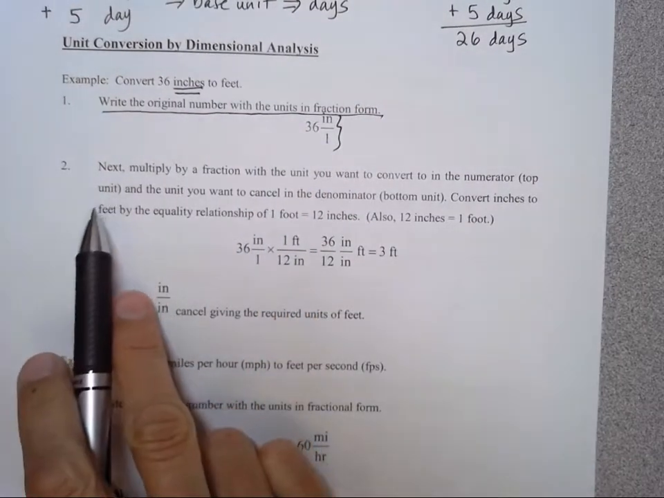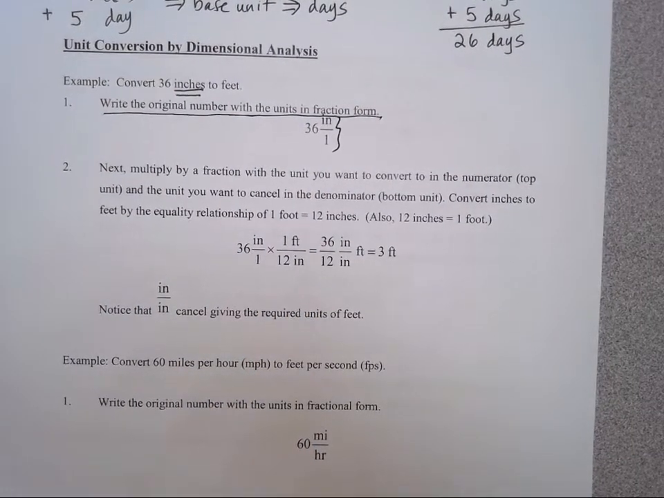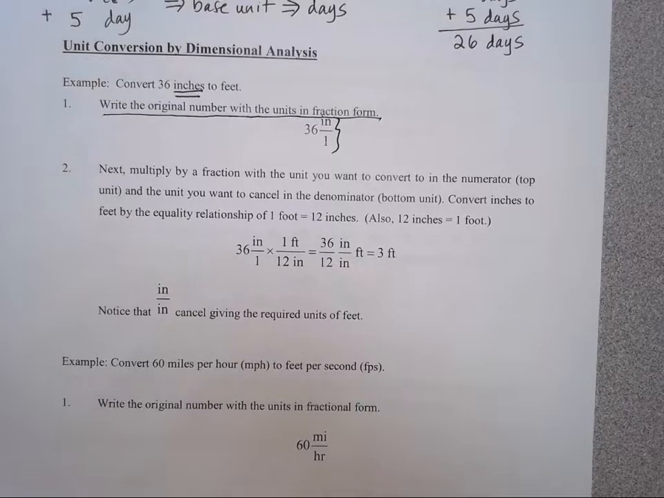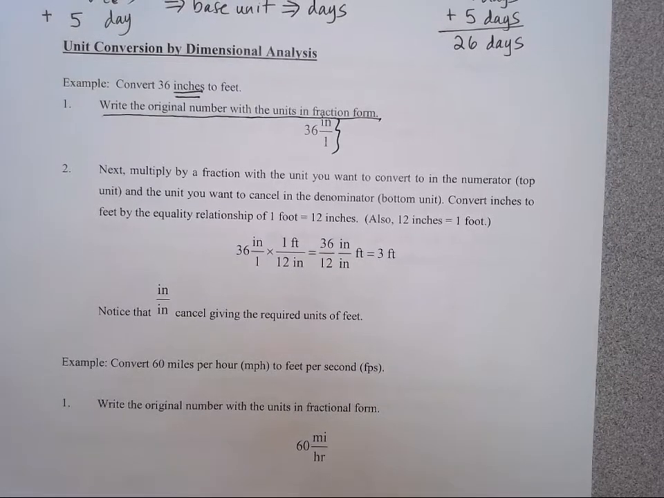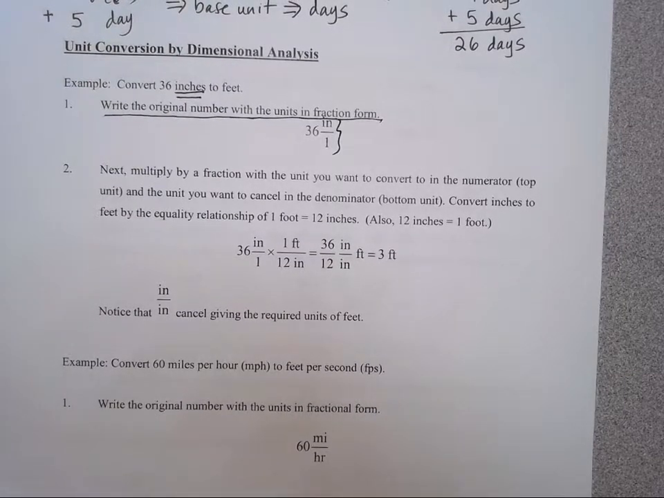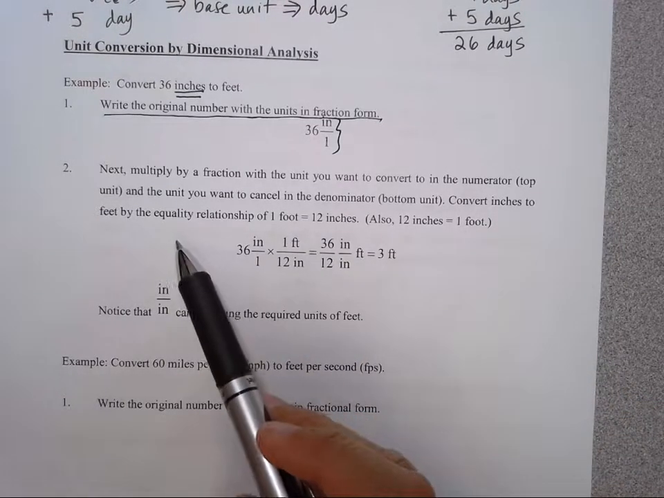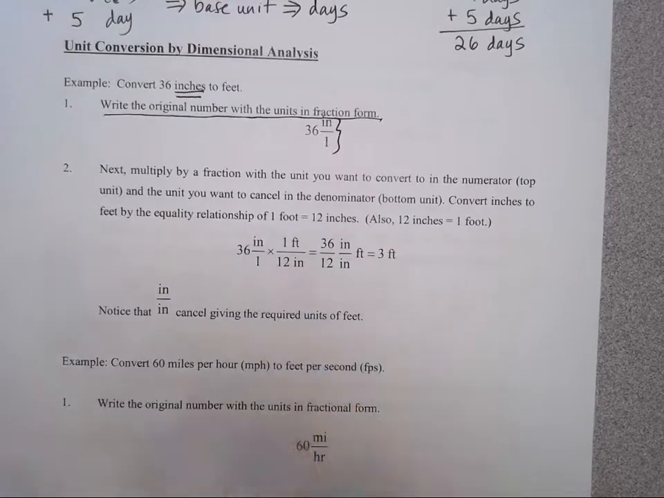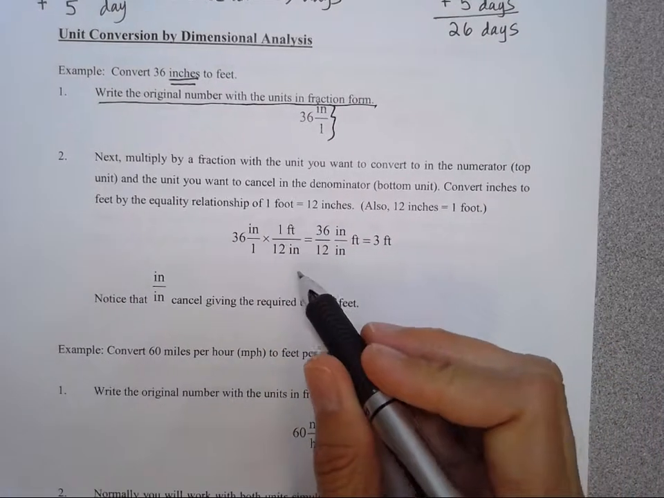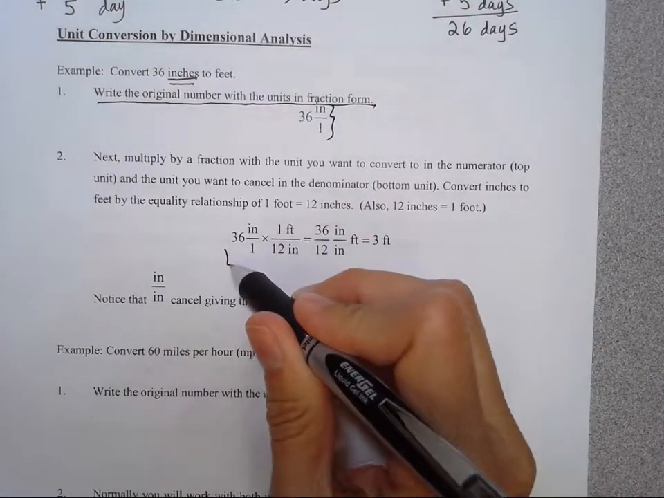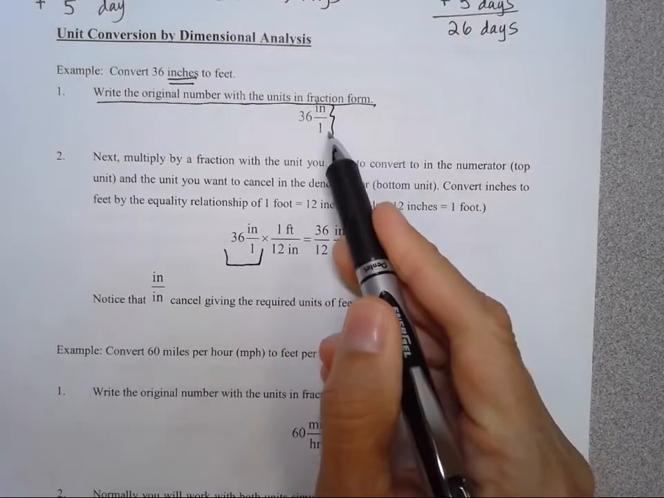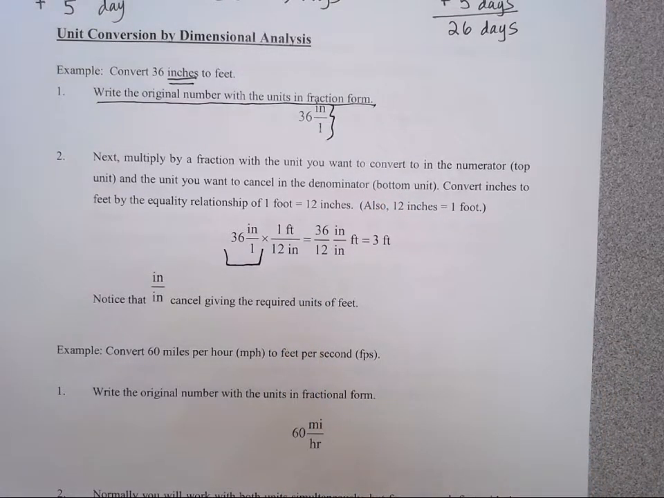All right, number 2, I'm going to multiply by a fraction with the unit you want to convert to in the numerator, the top unit, and the unit you want to cancel in the denominator, the bottom unit. And then I'm also going to use an equality relationship here. Okay, so let's take a look at what's actually happening here. Here's my 36 inches over 1, right, that I got from my number 1.